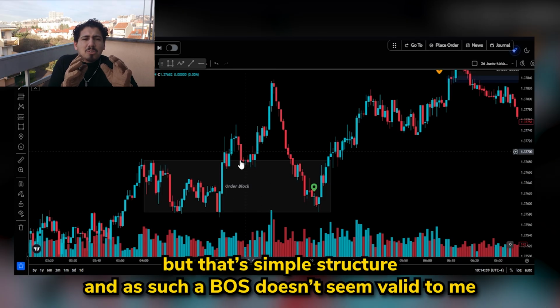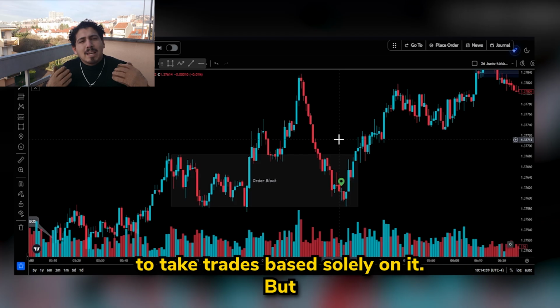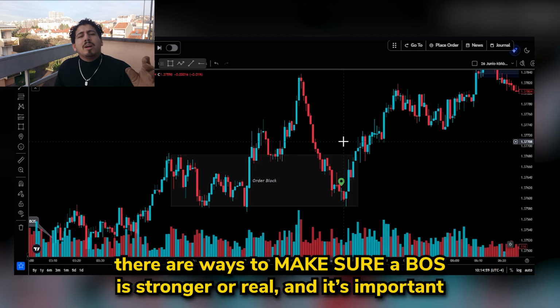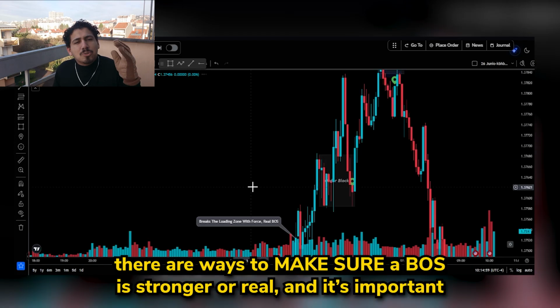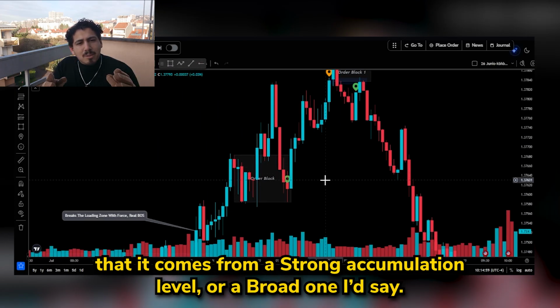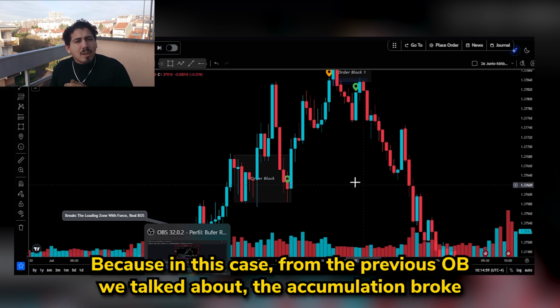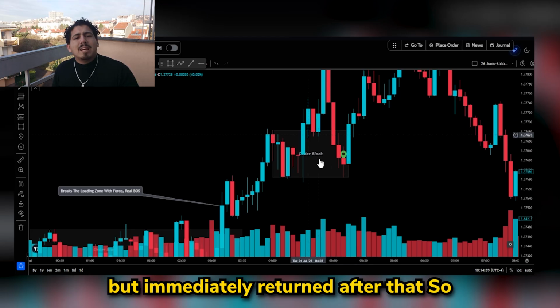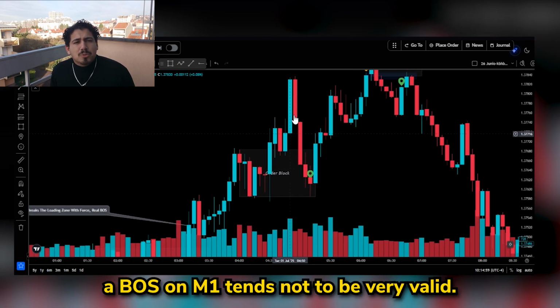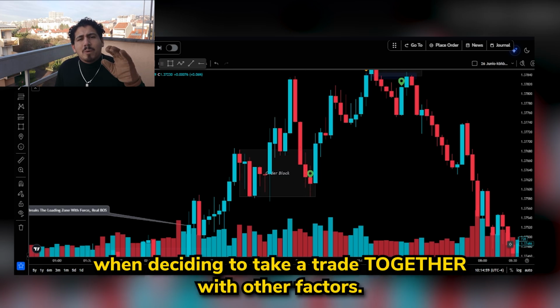That simple structure, and as such a break of structure, doesn't seem valid to me to take trades based solely on it. There are ways to make sure a break of structure is stronger or real, and it is important that it comes from a strong accumulation level, or a broad one, I'd say. Because in this case, from the previous OV we talked about, the accumulation broke but immediately returned after that. So a break of structure on M1 tends to not be very valid. From visible accumulation on M5, it's much more reliable when deciding to take a trade together with other factors.